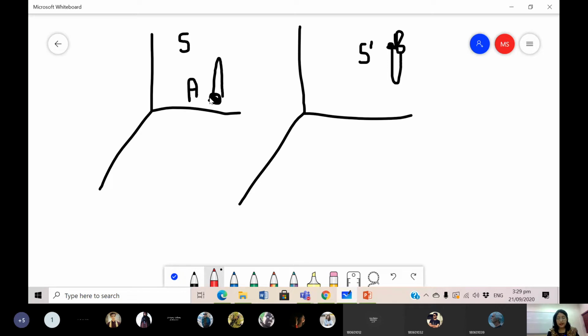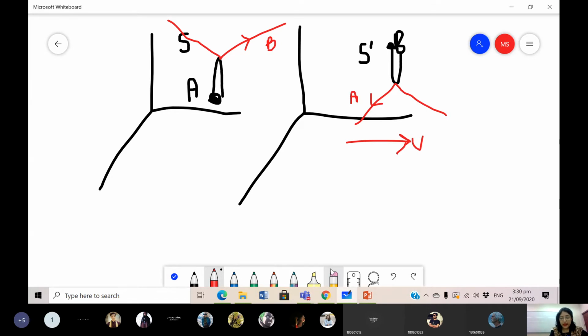But as seen from A frame, because this is moving towards the right with velocity v, B is going to move like this and like this. But as seen from this frame, A will move like this and like this. A will move like this and B will move like this. यहाँ तक समझ में आ गया सबको?